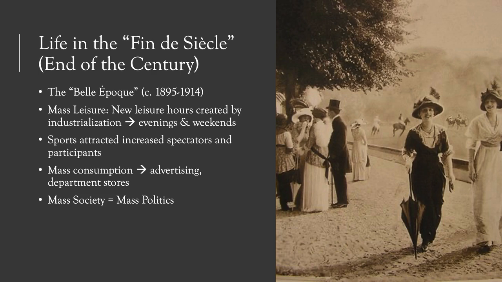Even increased numbers of women took part in bicycling and some sports clubs. In fact, women gradually abandoned the more restrictive clothing of the 19th century, things like corsets and whalebone skirts, for dresses that allowed more movement.